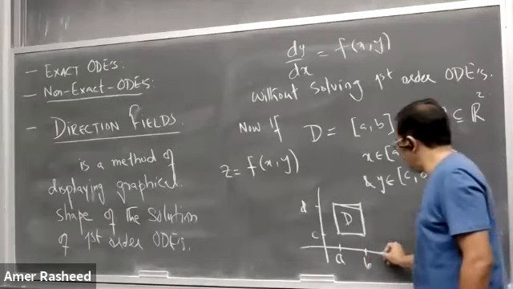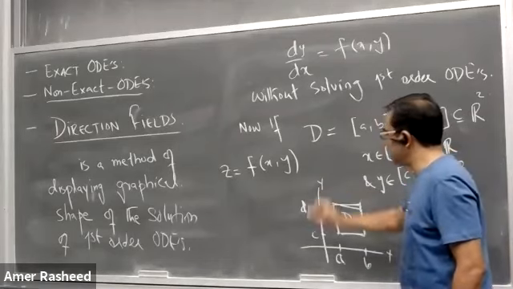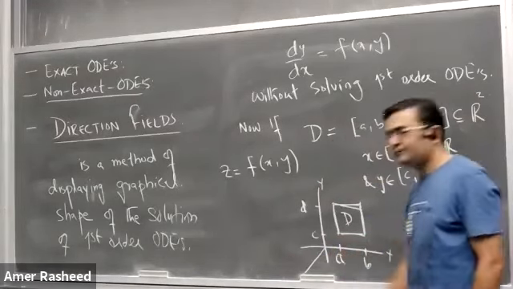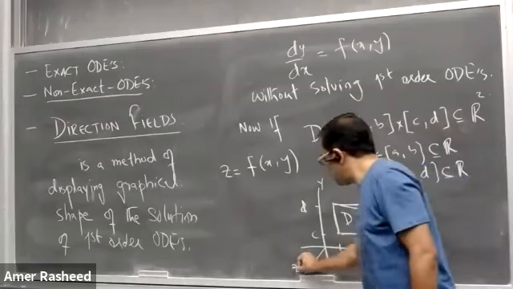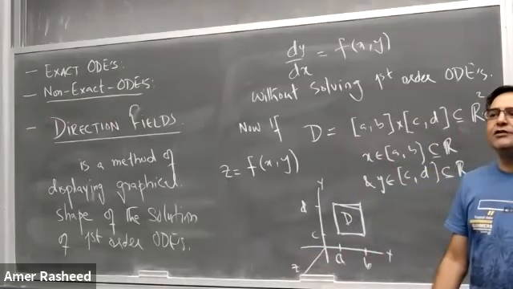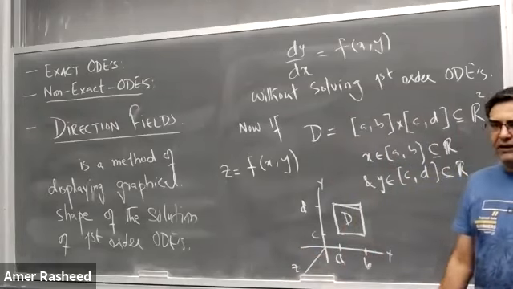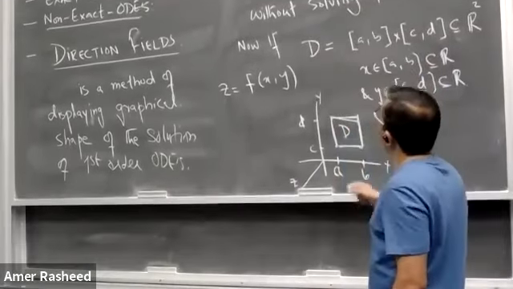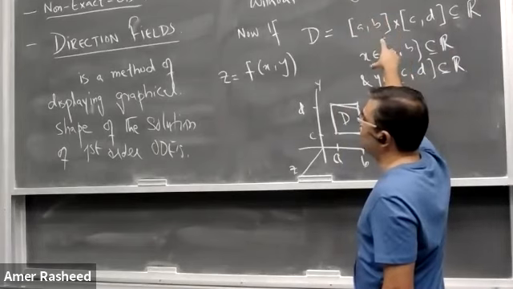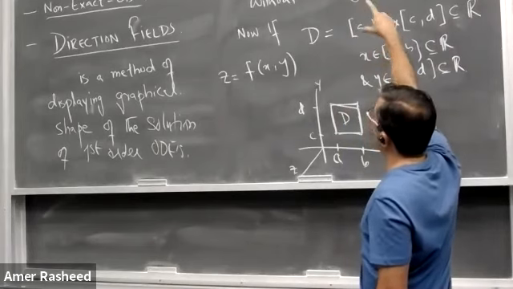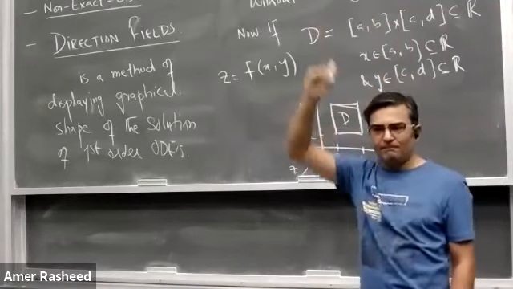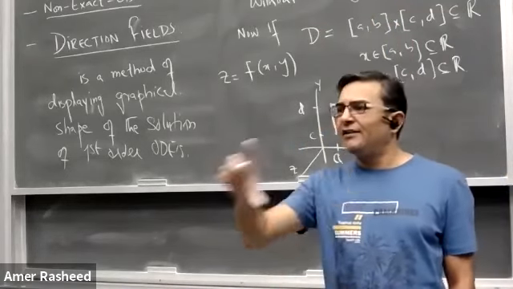Because this is your x-axis and this is your y-axis. In fact, it will be a three-dimensional function. The z direction goes to the third dimension, x, y, and z. Now, on this domain, we are going to try to plot this f of x, y at different points.